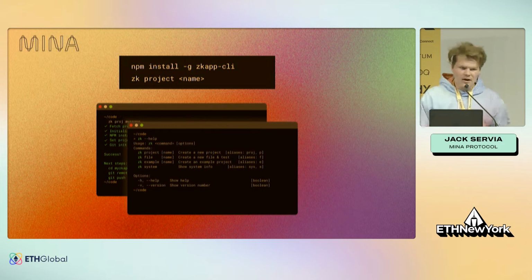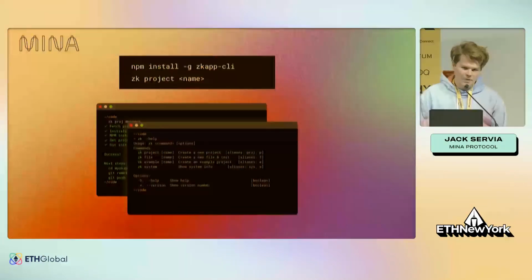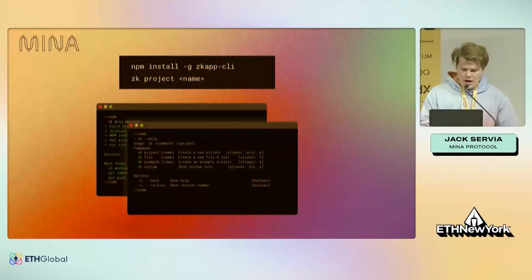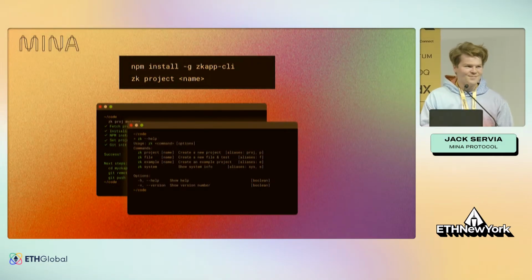Our developer tooling is called the zkApps CLI, and you can just npm install -g the zkApps CLI, and zk project name, and you'll have a project ready to go. It'll scaffold everything and set up testing, linting, all the stuff you need to deploy to the chain. It's very straightforward to use, yeah, you can clone it now.